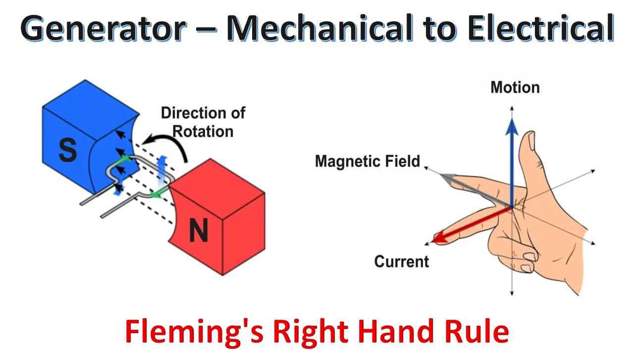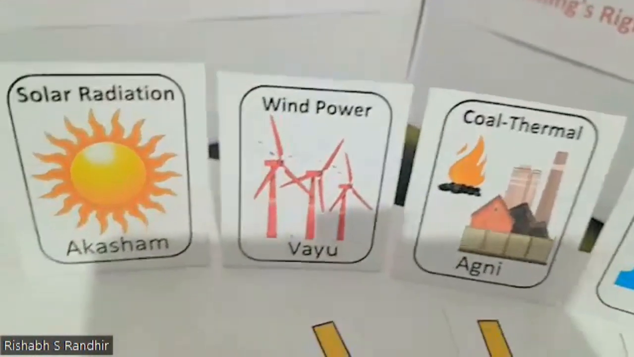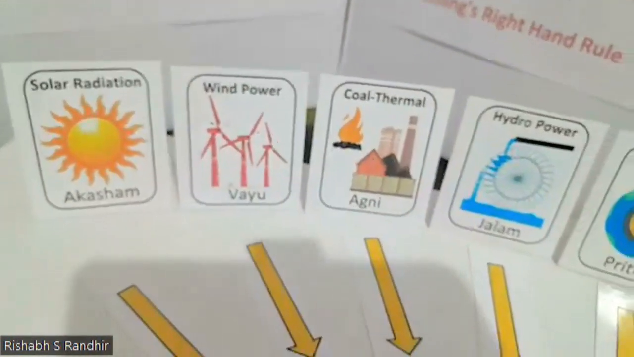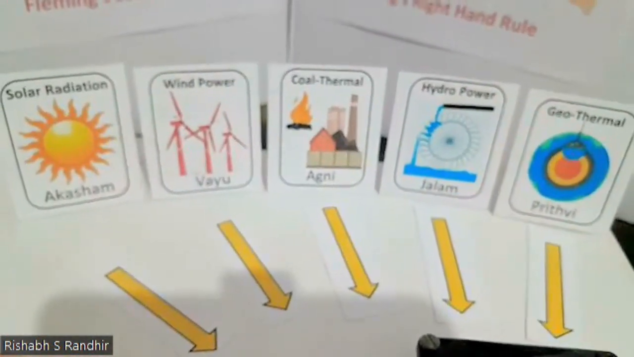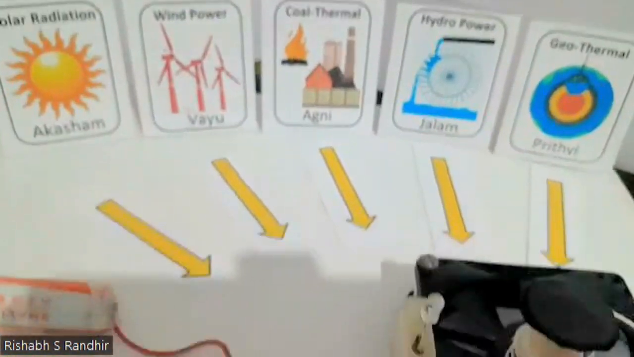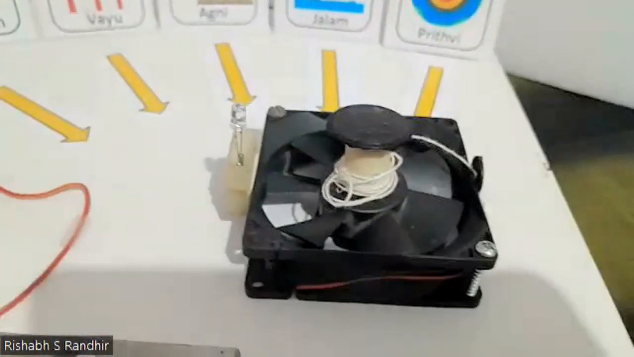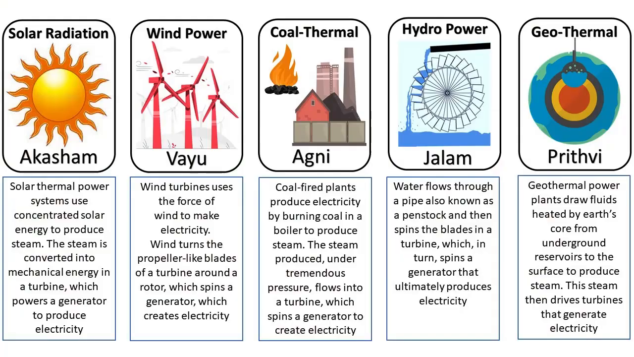Now let us see how our model is connected to all the Panchamahabhutas. Here in the model, I've shown the 5 sources of energy generation based on the 5 elements or Mahabhutas. You will notice that we will be using the same turbine and generator system to produce electricity from all these sources. First, representing Akasham, or space.